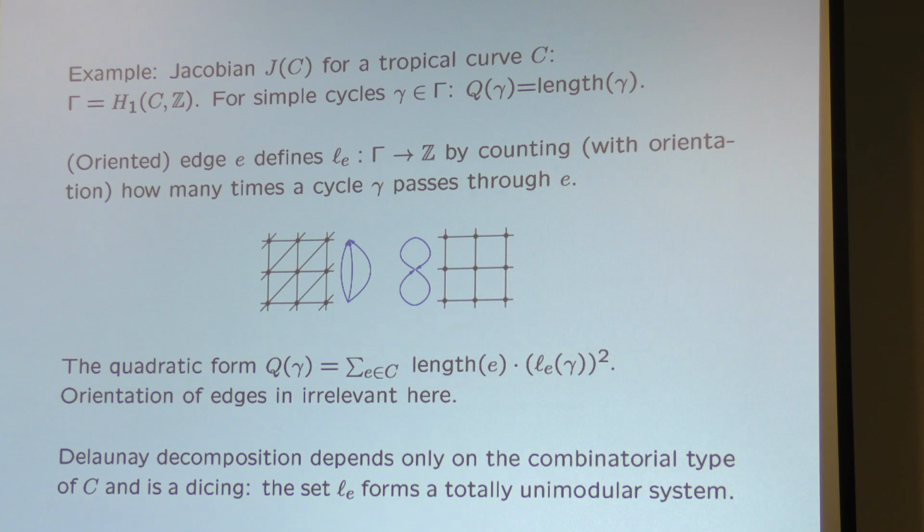Now, one important point I want to stress here: this is dicing. Dicing is a lattice where you can write any quadratic form as a positive number times some linear functional squared, but dicing is special in that all these l_e form a totally unimodular system. So if any number of them form a basis, then this is a basis of the lattice. This is equivalent to saying that the Delaunay decomposition is given by families of parallel hyperplanes, and if those hyperplanes intersect in a point, then this point has to be a vertex of the lattice.